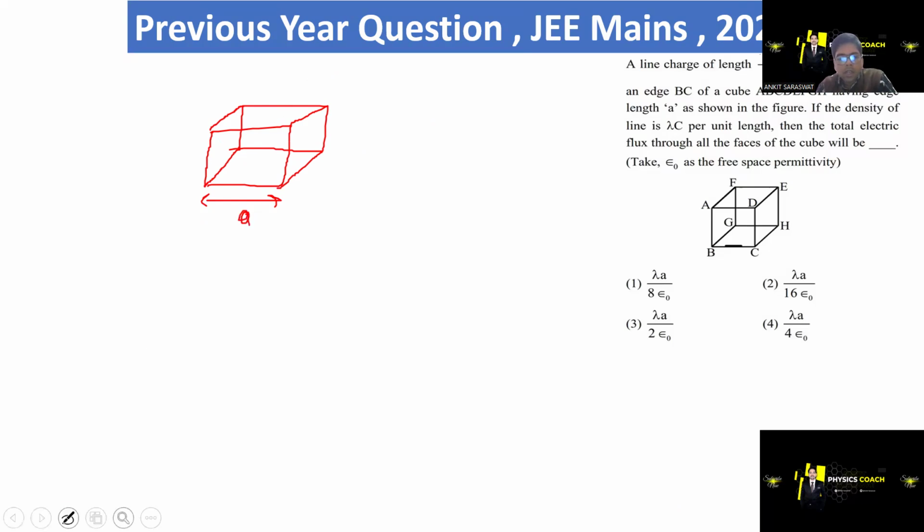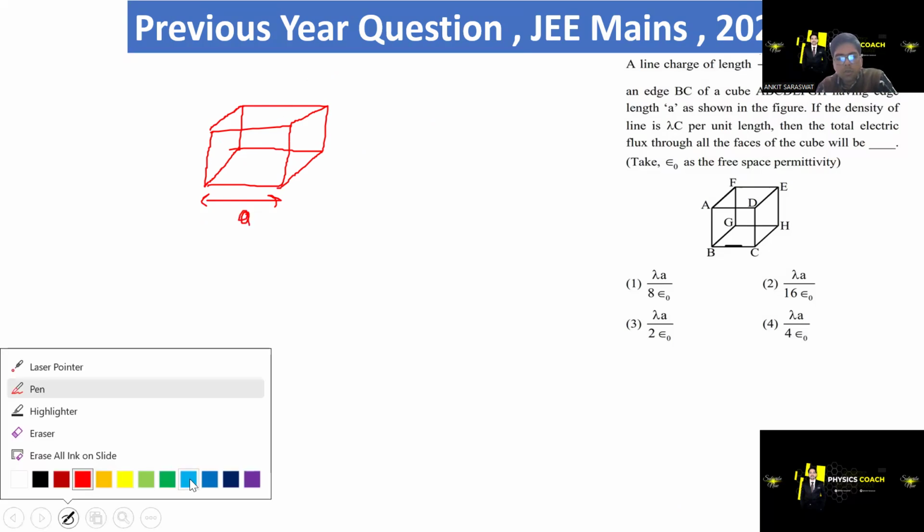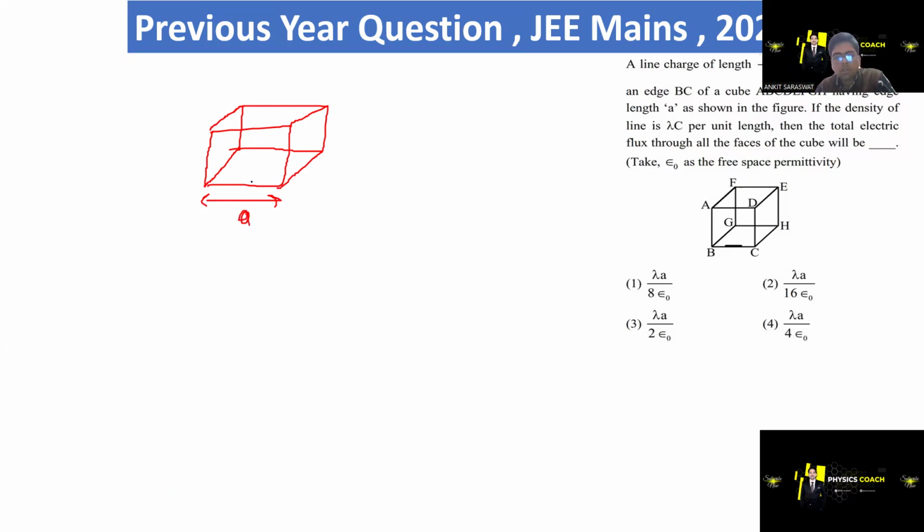And they have mentioned that a line charge of length A by 2 is placed at the center of an edge BC. Center means the center of the edge BC. Here we have placed our line charge, and the length of this line charge is A by 2.